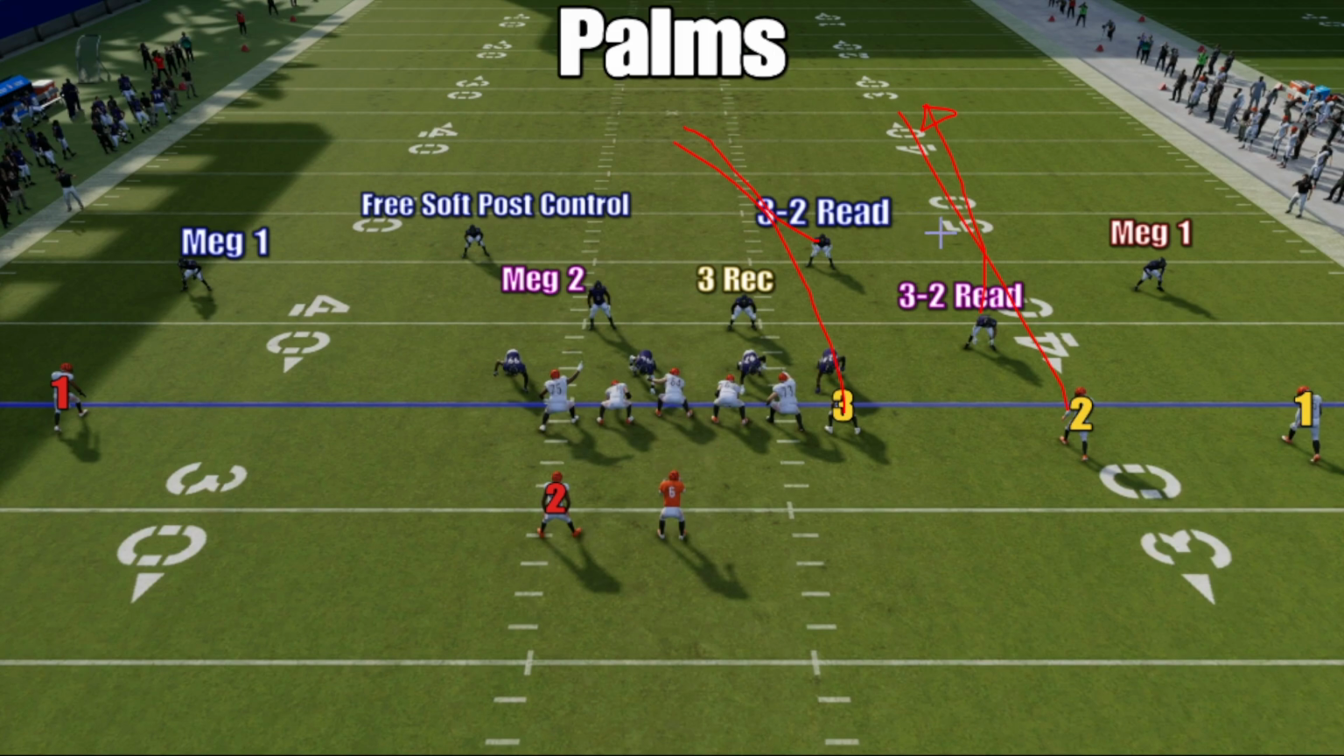So where would you want to play palms? I have videos on that. If you want me to make another video dedicated to why you would play palms over quarters, I can. But I don't want this video to be too long. At least you know what is happening when you call palms. The rest is pretty self-explanatory. He's Meg and he's Meg.